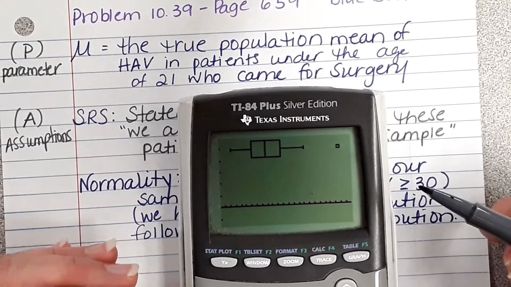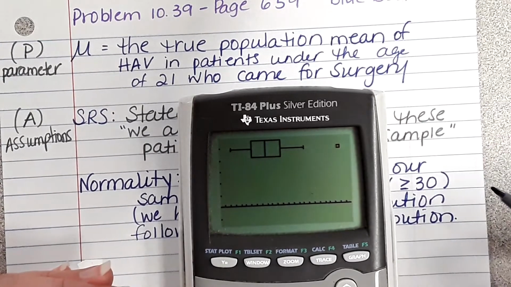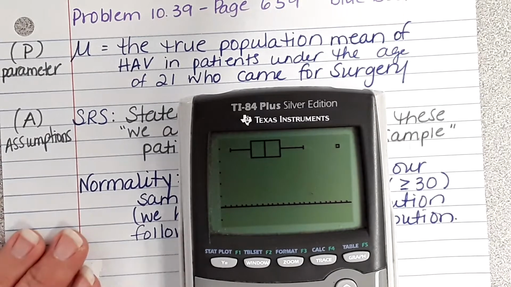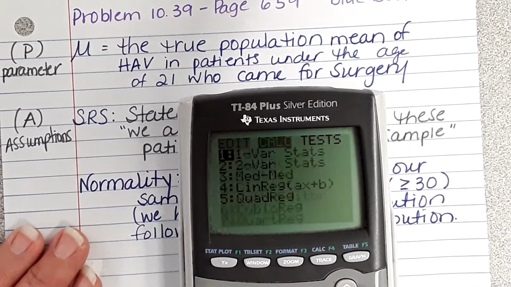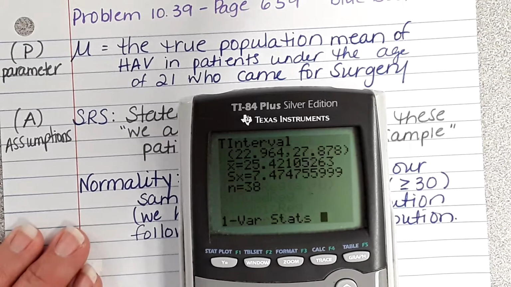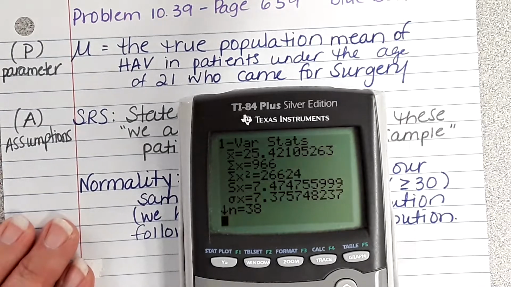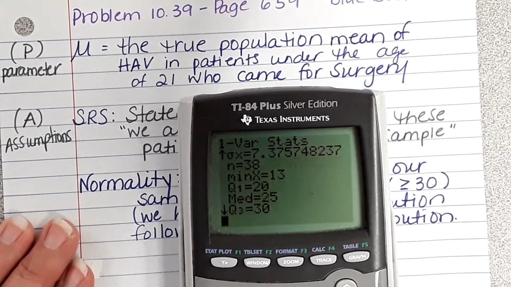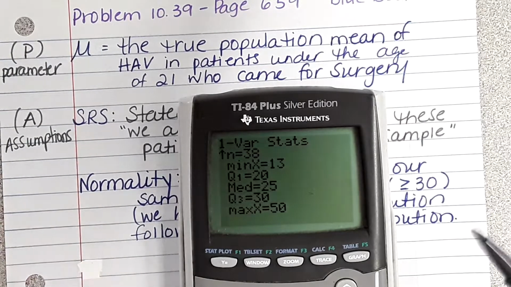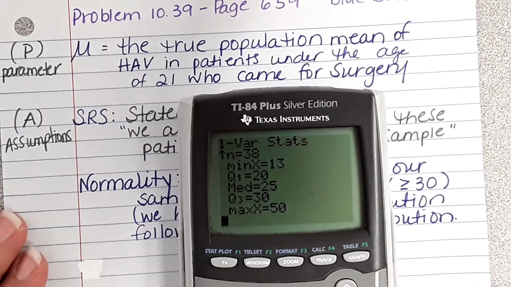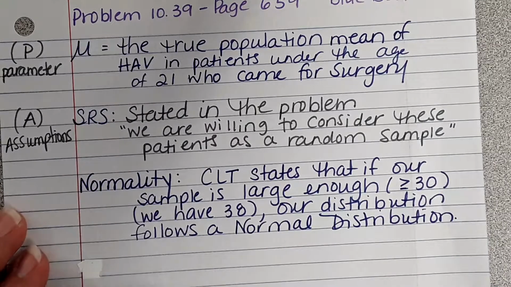So you're going to draw your box plot, do a one variable stat, and draw it. If you forget how to do your variables, you're going to go to calc, one variable stat. My stuff is in list 1, and I'm going to have my 5-number summary right here. So you guys, that max, that 50, is actually your outlier. Okay, so we're going to draw a box plot.